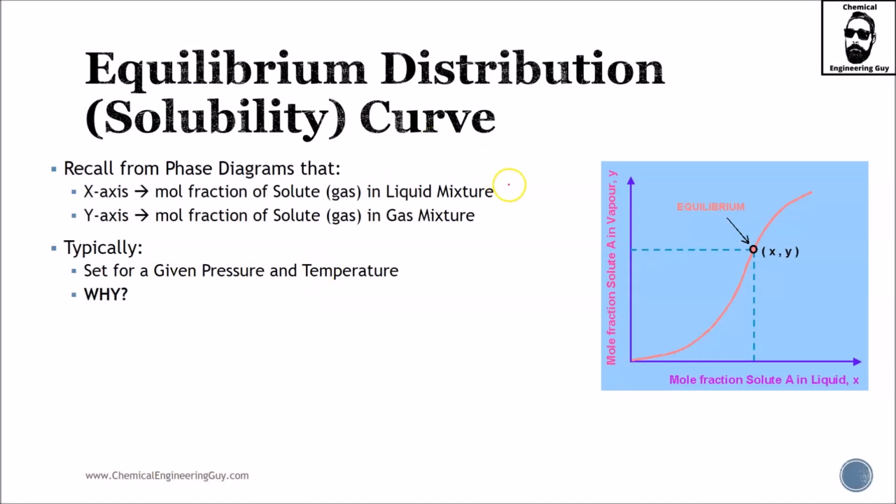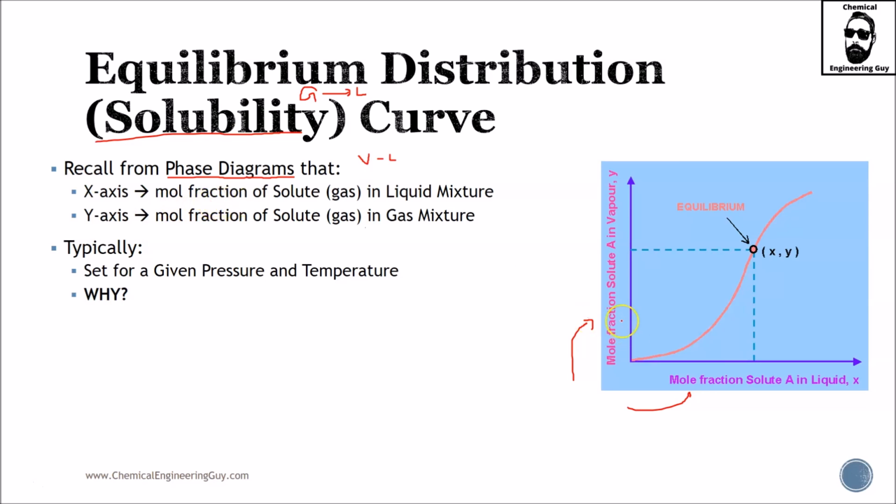More on equilibrium distribution. Remember that we are talking about solubility of a gas in a liquid. From previous subsections, we saw phase diagrams, and we saw not only how vapor and liquid distribute, but also how solubility might distribute here. In this specific case, I have two cases.